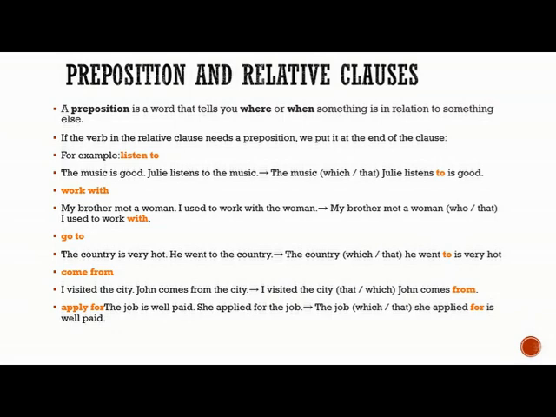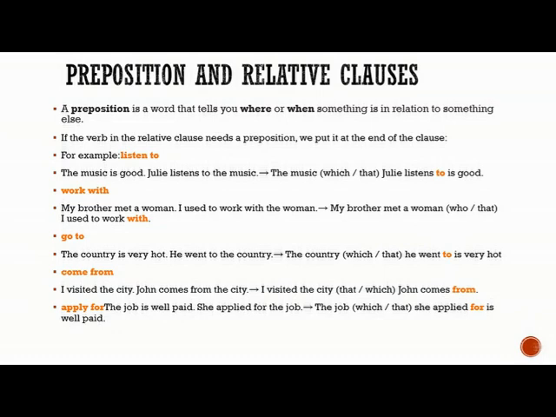Prepositions and relative clauses. A preposition is a word that tells you where or when something is in relation to something else. If the verb in the relative clause needs a preposition, we put it at the end of the clause. For example, listen to. The music is good. Julie listens to the music. It's a very simple sentence, joined by a full stop. It changes to: the music which or that Julie listens to is good. So the verb is listens and the preposition is to. It comes after the verb.